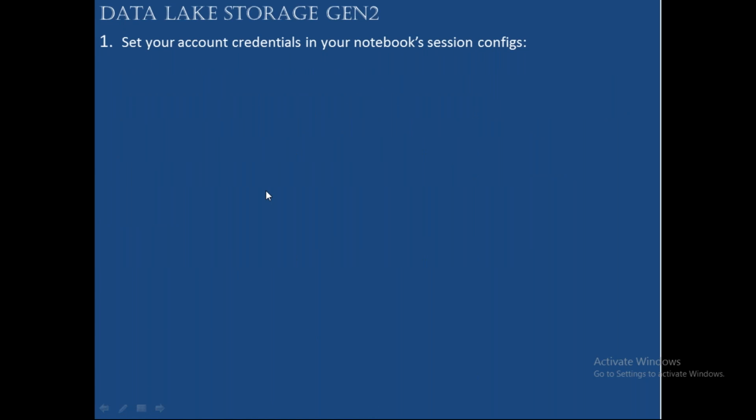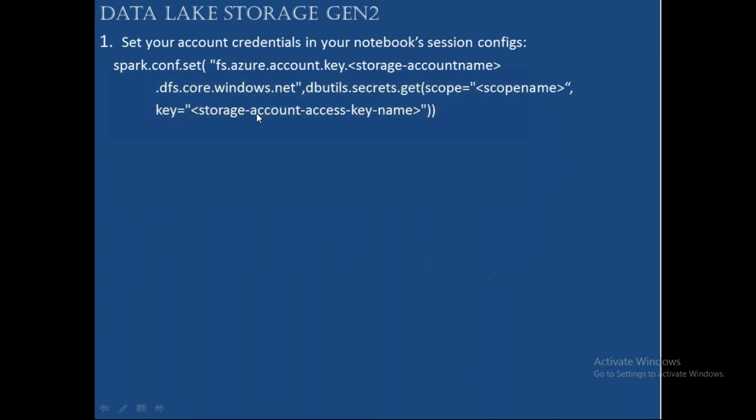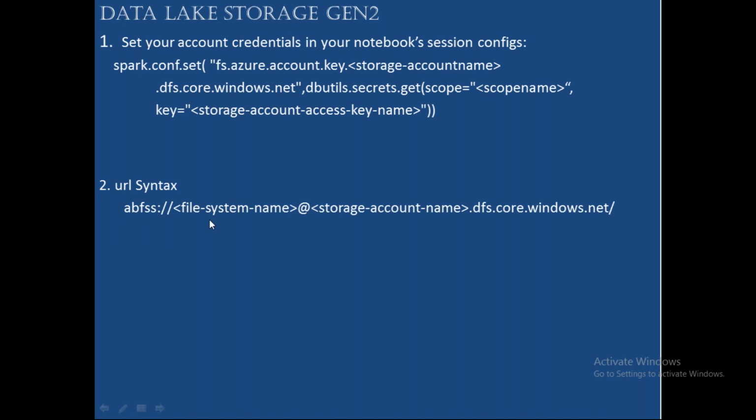As I said, consider the difference between Blob Storage and Data Lake Storage Gen2. You see here also I'm just setting the key to our Spark session. Now you see here we have just dfs, and the remaining things are the same. The URL syntax also has the file system and storage account name. Instead of blob we have dfs, and instead of wasbs we have abfss. Okay, this is the syntax for reading and writing the data.